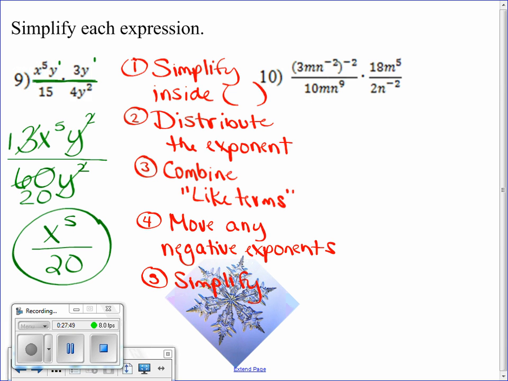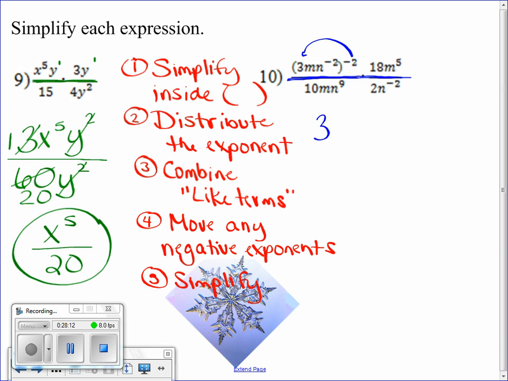All right, so number 10, same thing. Go ahead and turn that into one big fraction. It's going to make it a lot easier for you. Okay, so go through step by step again. So simplify inside parentheses. Nope. Step 2, distribute your exponent. We can do that.